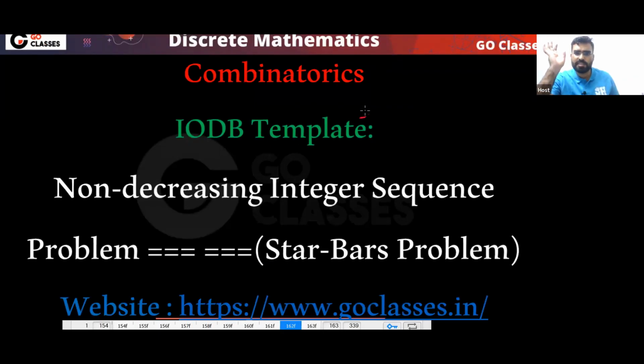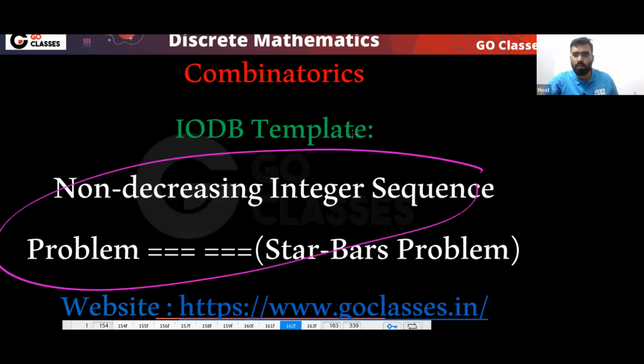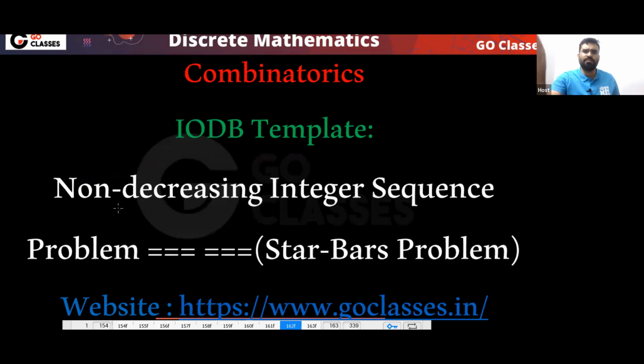This is the last template. This is the last template of IODB. This is the non-decreasing integer sequence problem. What is this one? Non-decreasing integer sequence problem. With an example, this will be clear. This is a confusing problem. Let me tell you, this is very confusing.